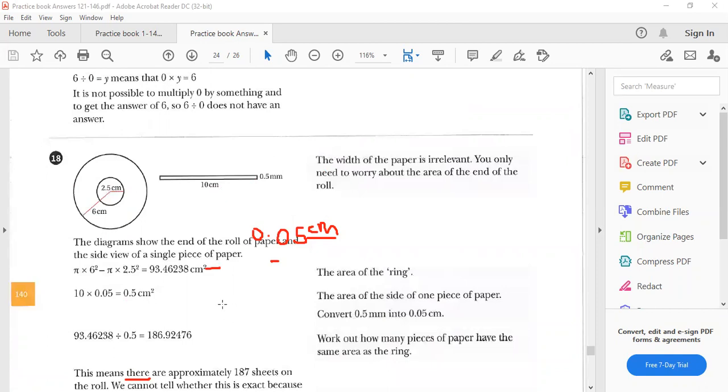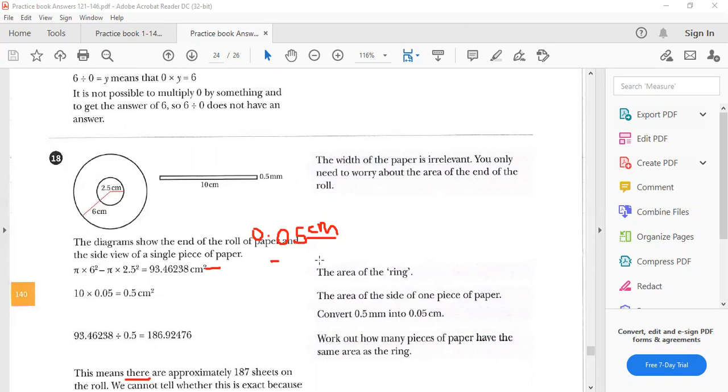Later, this answer is the area of the sheet only. The area of the paper on the roll is divided by the area of one sheet. Why do we divide? We want to find out whether there are 200 sheets or not. Once we divide, we get 186.94, which means 187. No one can count this by hand, so with the help of this you can calculate it easily. So the number of toilet paper sheets is 187.